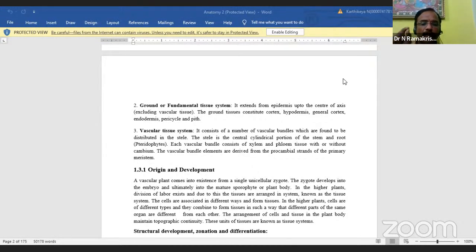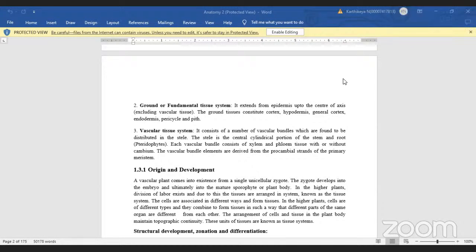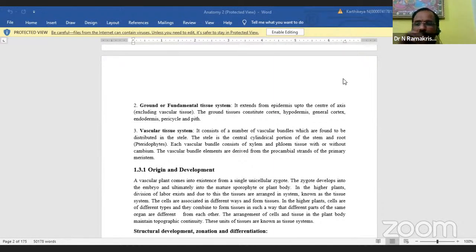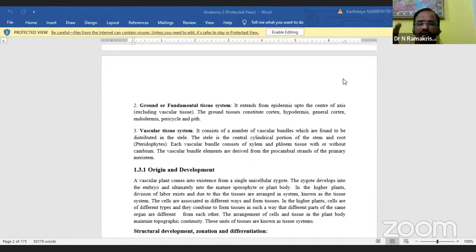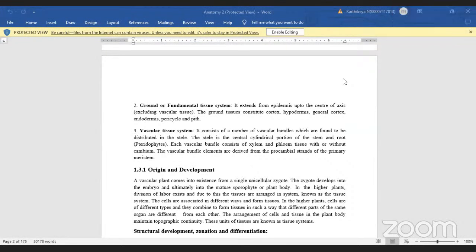The cortex is primarily protective tissue. It may be useful for storage of food material and for carrying out photosynthesis. The collenchyma and sclerenchyma of the hypodermal region give temporary mechanical support to the plant body. So these are the main functions of the general cortex. Is it okay now? Yes, sir.